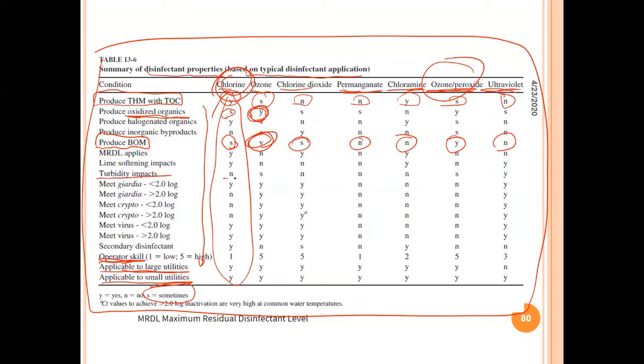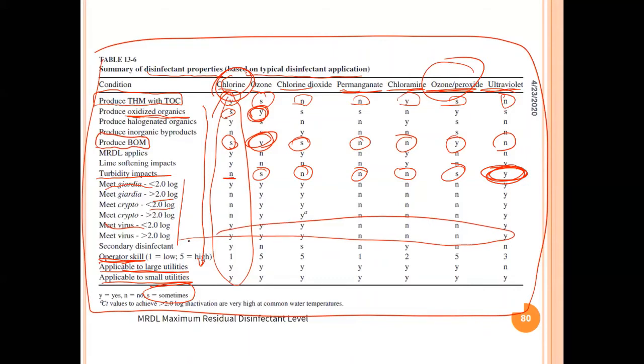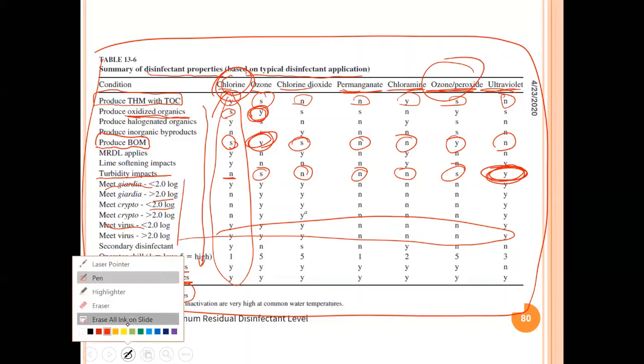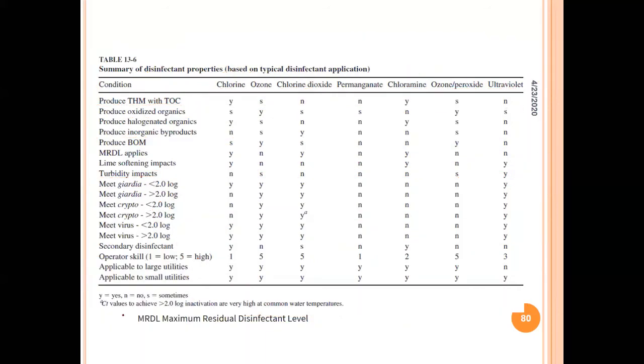Turbidity impact is not much for chlorine, but for ozone it can be. It is not an issue for chlorine dioxide, permanganate, or chloramine, but it is very high for ultraviolet. It also meets some other requirements, such as the Giardia requirement, less than 2 log removal or more than 2 log removal, and Cryptosporidium and viruses less than or more than 2. We can have a certain idea using this table, so you can use this table as a guideline for selection of disinfectant.